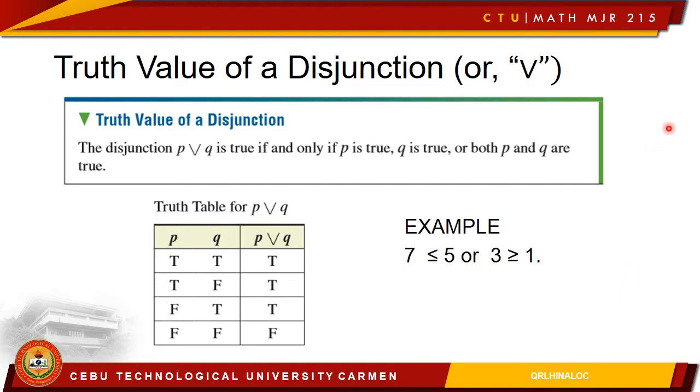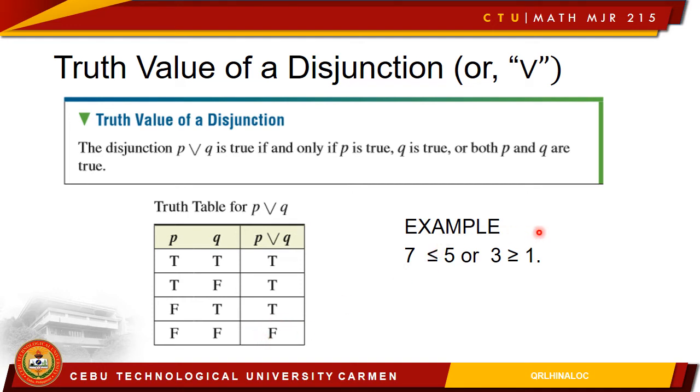The second one is the truth value of a disjunction. So, ang disjunction gamit ang connective nga or, ang iyahang symbol is V. So the disjunction P or Q is true if and only if P is true, Q is true, or both P and Q are true. Meaning, bisag naay usa ra ana ka simple statement nimo na mag-true, true na dayon ang imong disjunction. Kanus-a man siya mo-false? Mo-false ra siya kung ang imuhang first statement and second statement is false. Therefore, your disjunction is false.